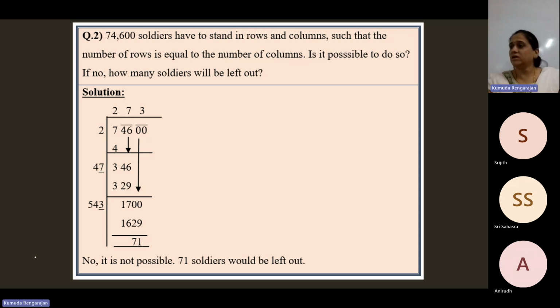Only after performing the long division, you can answer these two questions. The first question is it possible to do so? No, it's not possible. How do you say that? Because the remainder is not zero. So it's not possible. If no, how many soldiers will be left out? Whatever is the remainder, 71 soldiers will be left out.